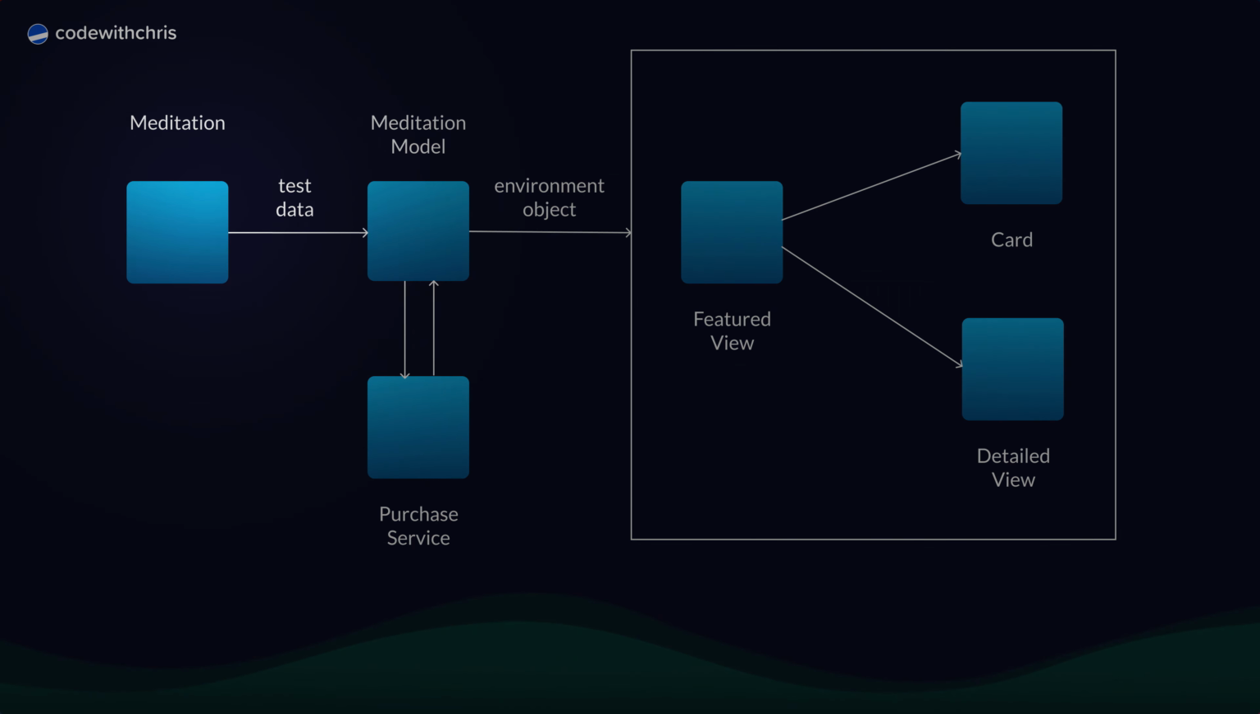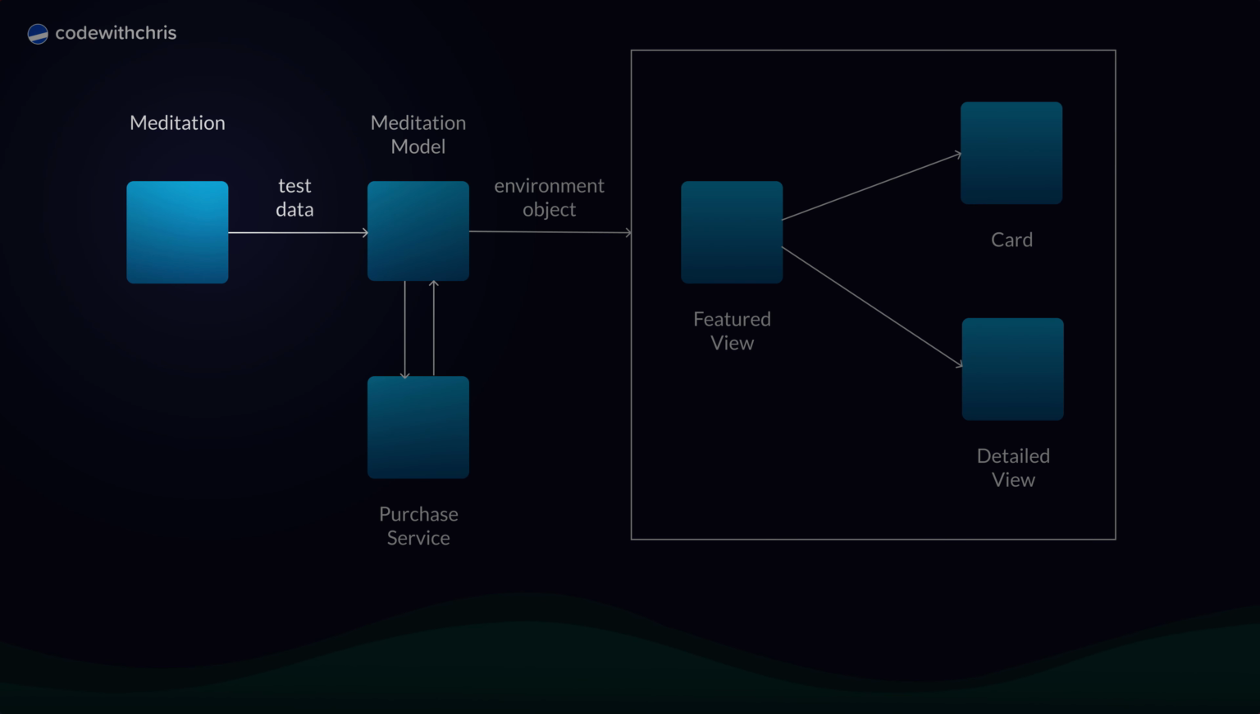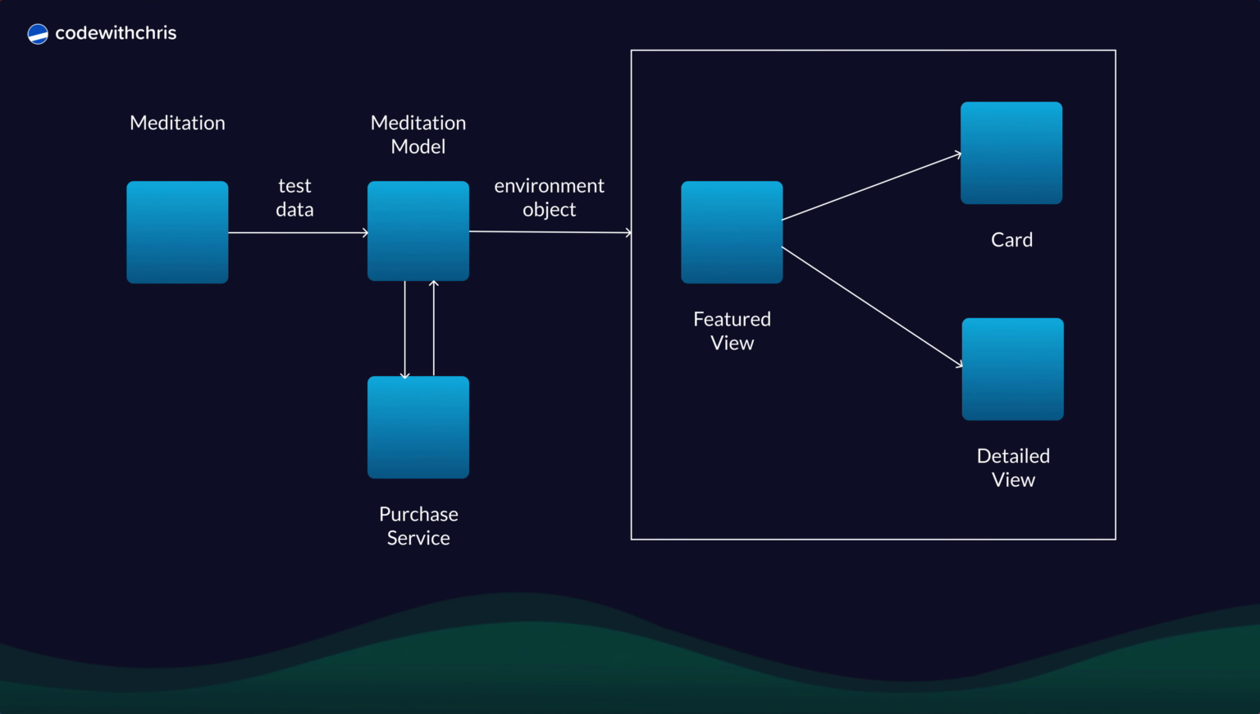Let's start all the way at the left where we see meditation. This is our model. It models a single meditation. It contains all of the properties that we would need for the meditation, such as the title, the description, the name of the image asset that we should show for this meditation, as well as the product ID that corresponds to the in-app purchase that we configure in App Store Connect. Furthermore, I have some test data for this demo, so the data isn't coming from a JSON file or a database or anything like that, it's just hard-coded test data.